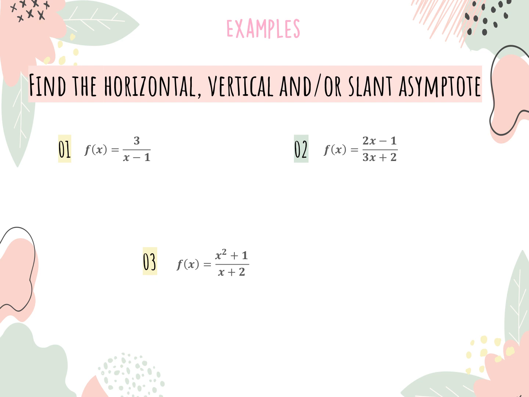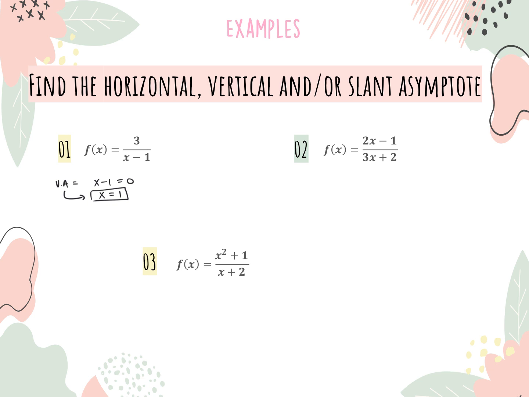Let's come over to here and let's start with our vertical asymptote. So again, our denominator cannot equal 0. So we have to figure out what makes it equal to 0, and that becomes the equation that represents our vertical asymptote. So that's it. The vertical asymptote is the line x equals 1.